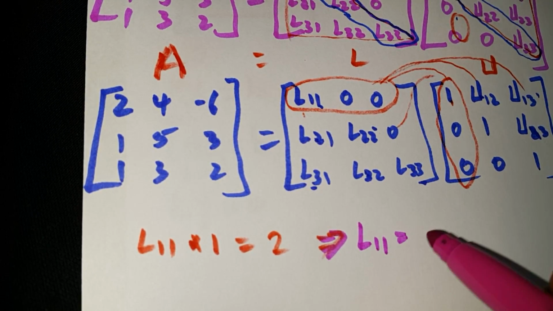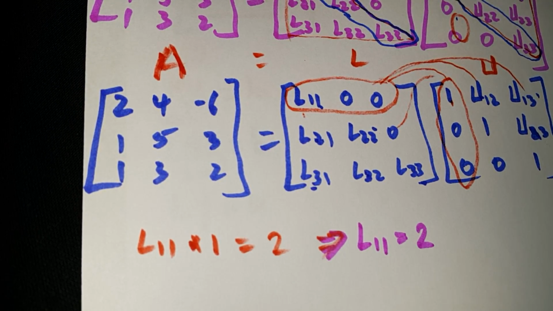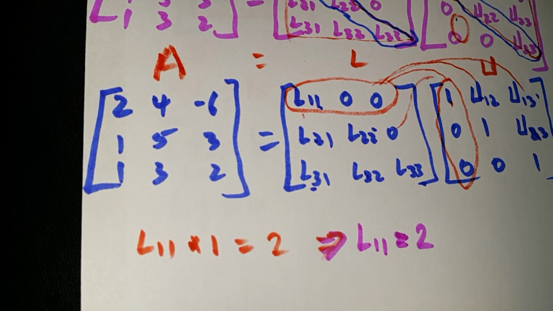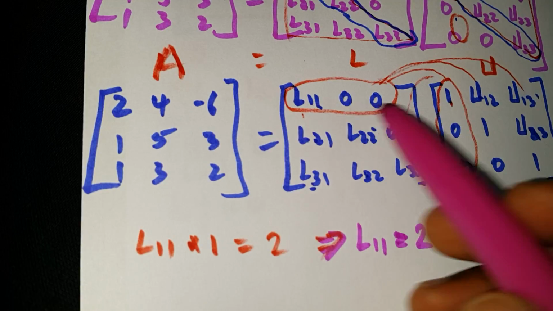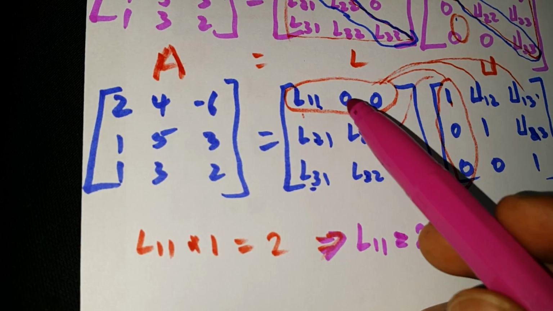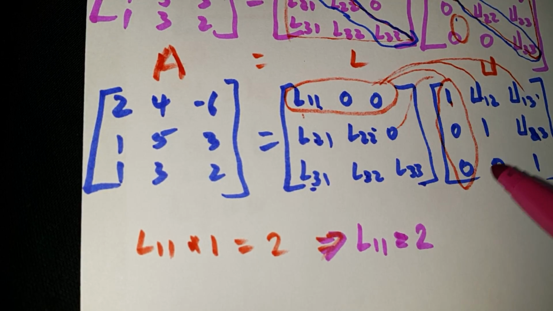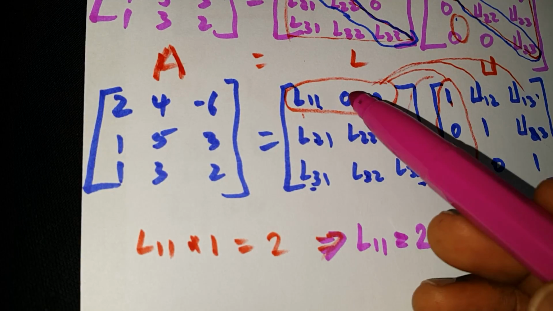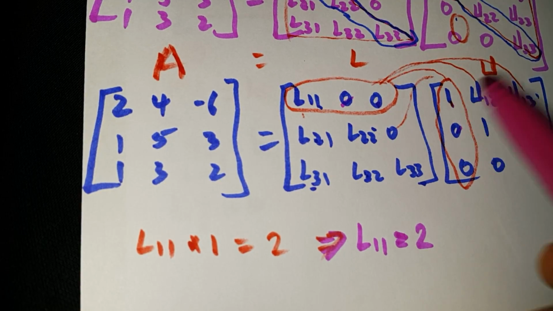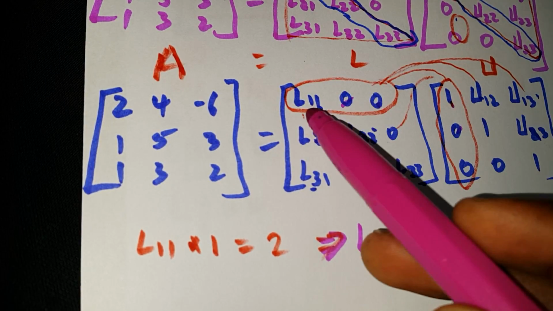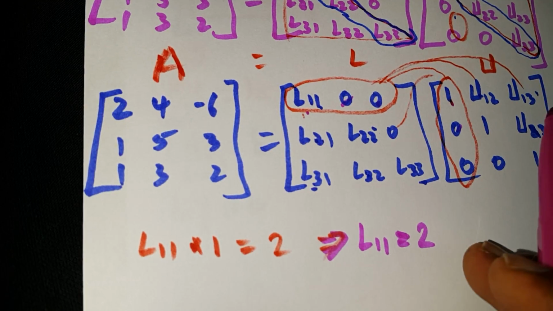L11 now is equal to 2. Now here, L11 should be 2. Then the second one is this times this plus this times this, which is 0, plus this times this, which is 0, as we did, and we found this. Since this is 0, 0, 0, 0, we don't need it. We only need this times this. So the second one we have to do is this times this.